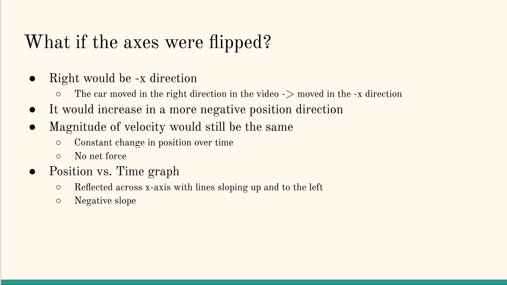So what if the axes were flipped? The right would be the negative x direction, so it would increase in a more negative position. The magnitude of the velocity would still be the same, so it would still have that same number, but it would just be negative because it would be going in the other direction according to the axes. So on the position versus time graph, it would be reflected across the x-axis with the line sloping up and to the left, which would mean it would have a negative slope, resulting in a negative velocity.